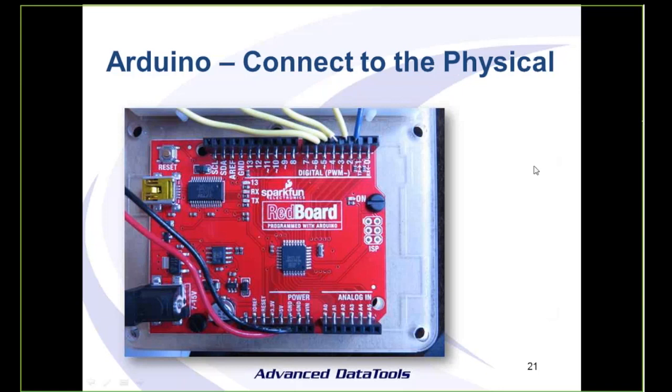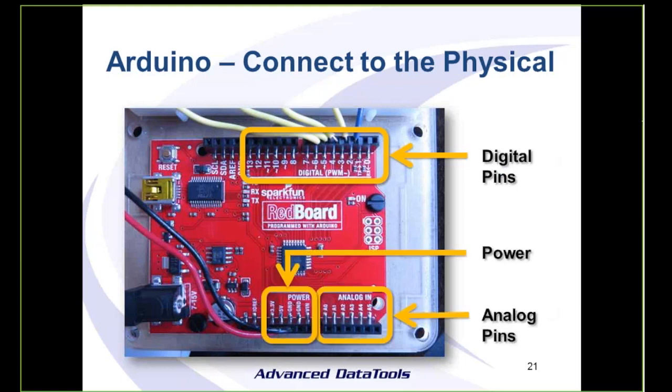Okay, so let's look closer at one of these Arduino boards. Again, I'm using the red board, but the Arduino Uno works the same way. So we've got these pins on there. And we've got digital pins, and we've got analog pins, and pins for power. So we can start powering other sensors from this board.